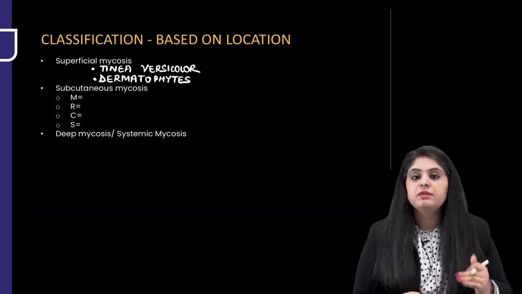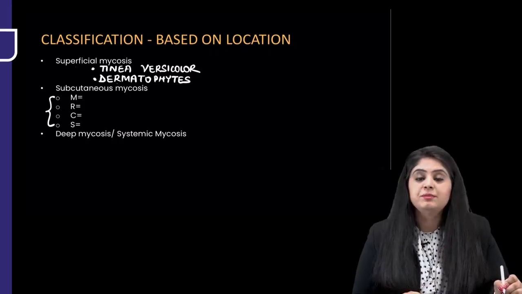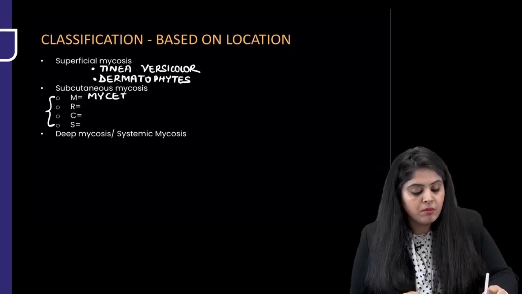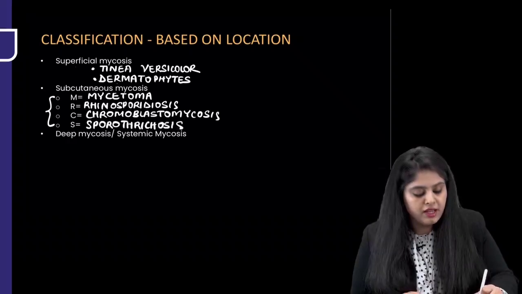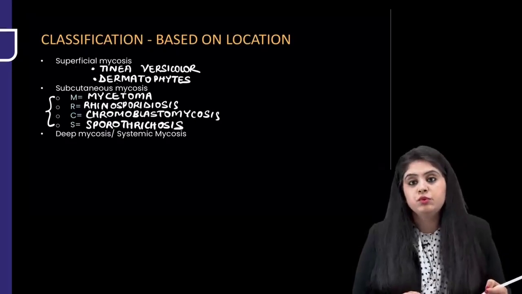Then after the skin, we come down to the subcutaneous tissue. Subcutaneous tissue has MRCS. MRCS is one of the famous exams and the toughest exams that we have. So subcutaneous, what is MRCS? M is going to be for mycetoma. R is going to be for the very famous rhinosporidiosis. C is going to be for another very famous organism, that is chromoblastomycosis. And S is going to be for Sporothrix schenckii or sporotrichosis. So what is MRCS? A quick recap. M stands for mycetoma, R stands for rhinosporidiosis, C is for chromoblastomycosis, and S is for sporotrichosis.